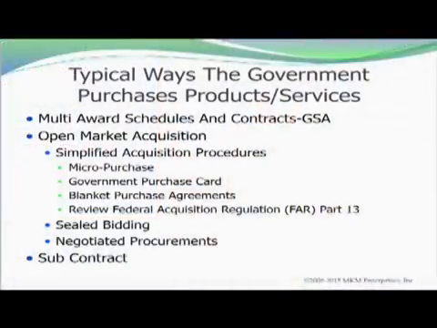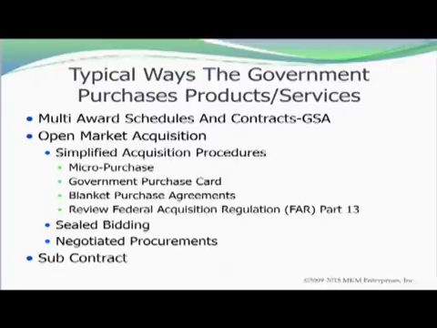Finally, I just kind of want to briefly go over some idea of how the government purchases. As we said, it could be that it's not going to be out there on FedBizOpps because it's not a larger contract. And so you do have the GSA, which is the multi-award schedule, which is that mini mall that we were talking about. Then in an open market acquisition, you've got what are known as the simplified purchasing procedures.